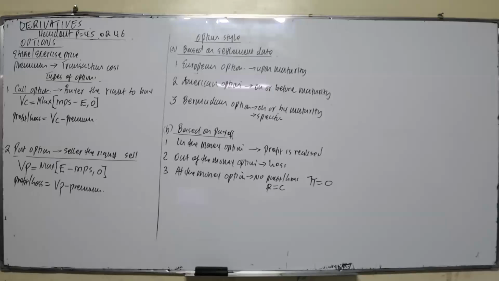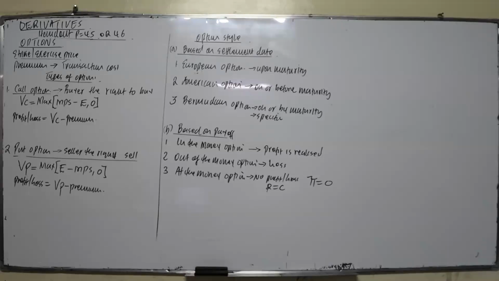Option style. There are three basic types of option based on their settlement date. One is the European option, and this gives the holder of the option the right to sell or buy an asset on the expiry date only, and therefore it can't be exercised earlier. And then number two, we have the American option. This option gives the holder the right but not the obligation to buy or sell on or before the expiry date, on or before. So that means it's very flexible.